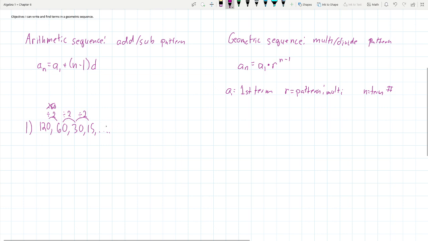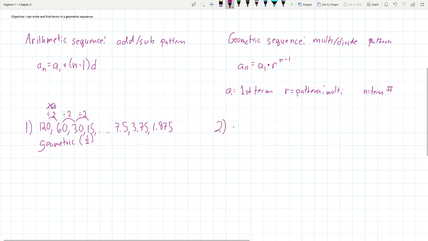And so this is geometric. The change, our pattern, is 1 over 2, because it needs to be multiplication, so dividing by 2 is the same as multiplying by a half. We want to find the next three terms in this. So 15 divided by 2 is 7.5. 7.5 divided by 2 is 3.75. And 3.75 divided by 2 is 1.875. So those are the next three terms that we have.